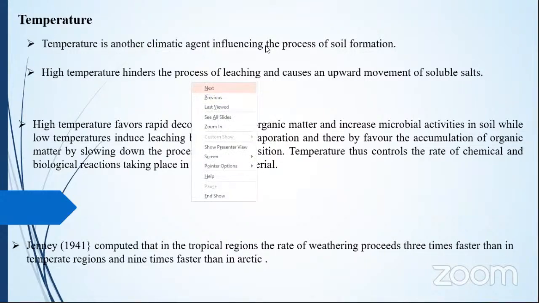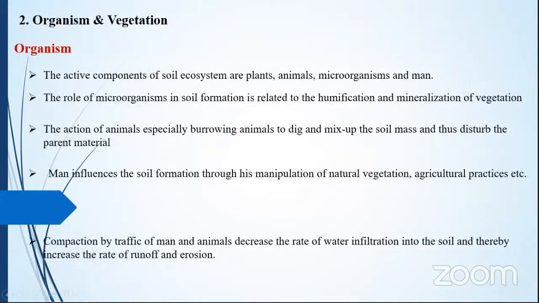And finally, we will see organisms or vegetation. This is called the organisms, our final active soil forming factors. As we discussed, this is quite similar to what we have already discussed about precipitation and temperature. Now we can see active components of soil formation like plants, animals, microorganisms, and man.